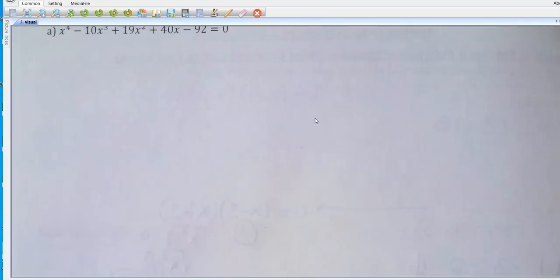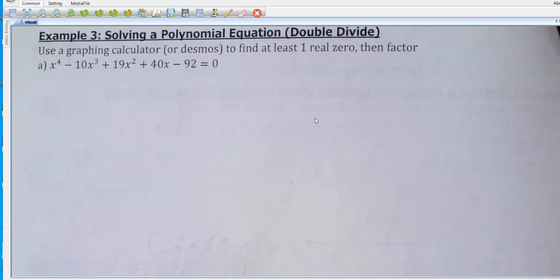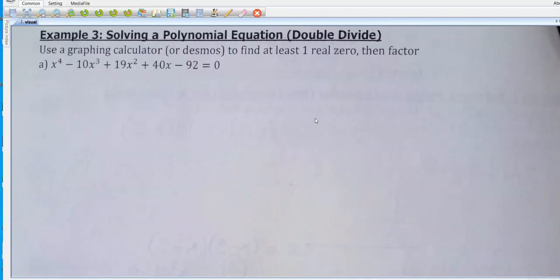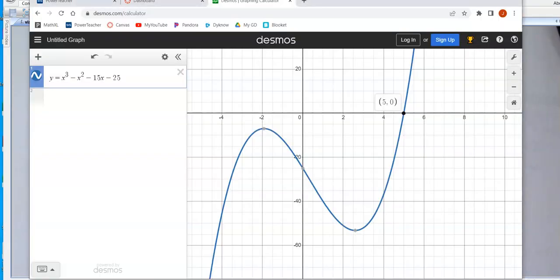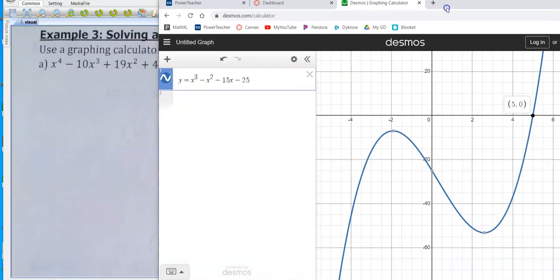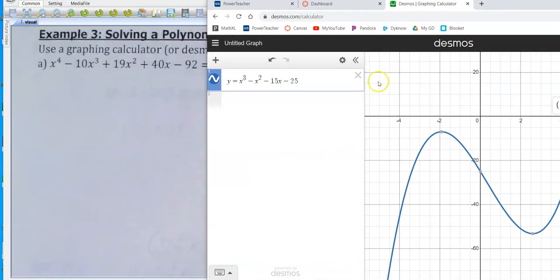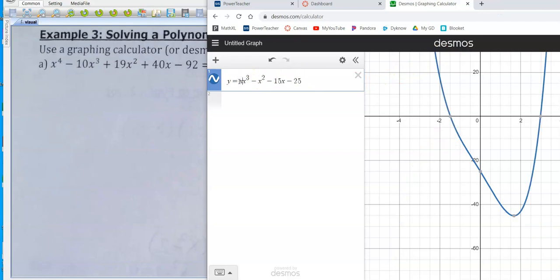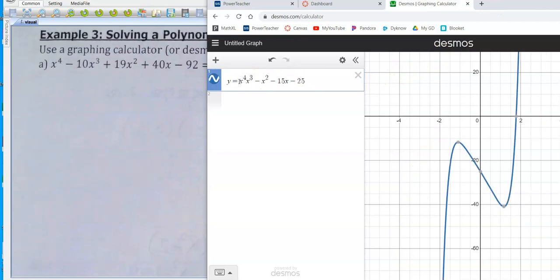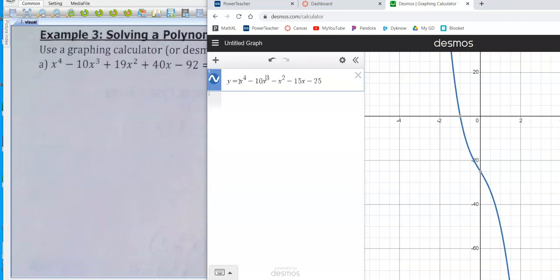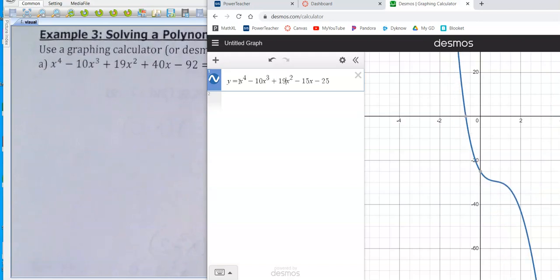Okay, these guys on the back are both 4th degree polynomials, so x to the 4th, so I should have 4 answers, yes? All right, so I'm just going to type these into my Desmos so I can look at what the graph should look like. So x to the 4th, I'm just going to put that in front, minus 10x cubed plus 19x squared plus 40x and minus 92.